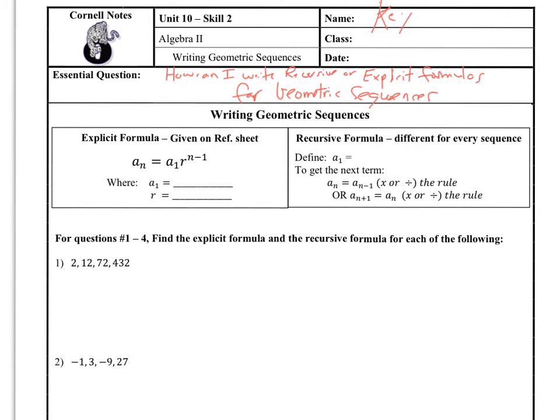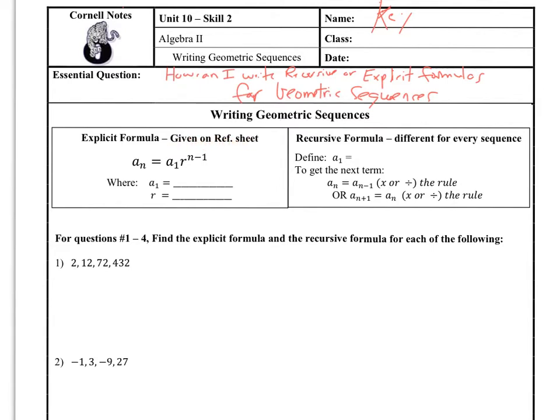All right, Unit 10, Skill 2. So how can I write recursive or explicit formulas for geometric sequences? What does an explicit formula look like for a geometric sequence? Well, the nice part is this one's given to you on the reference sheet, just like it says right here.